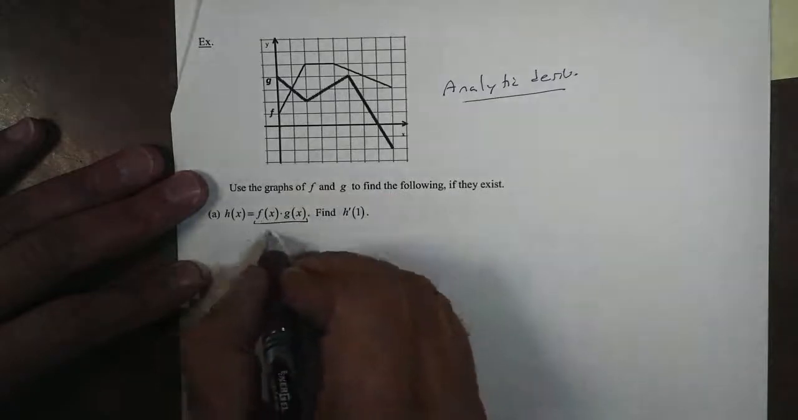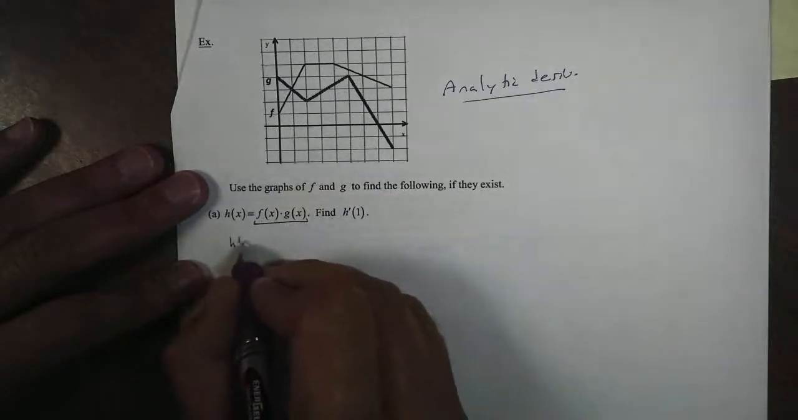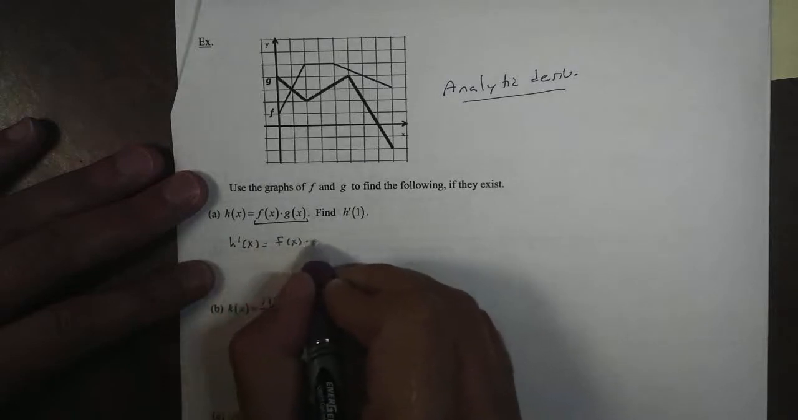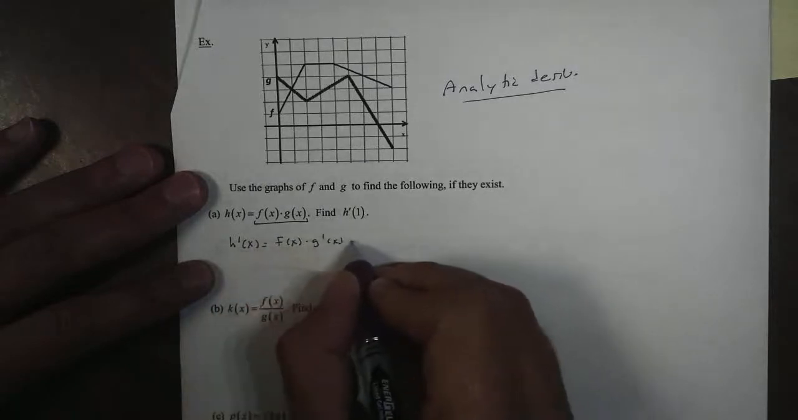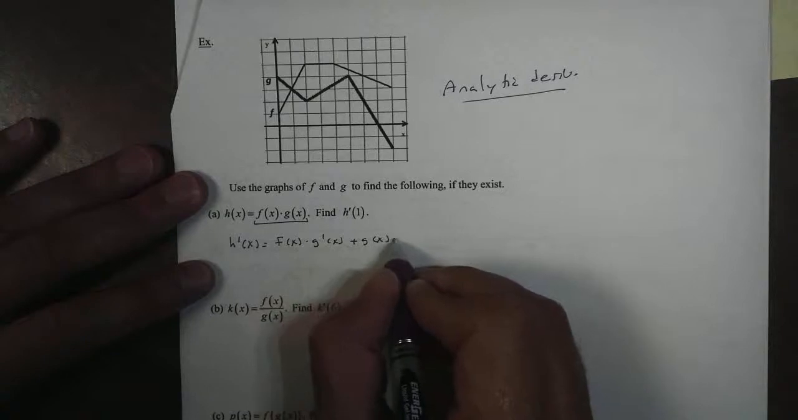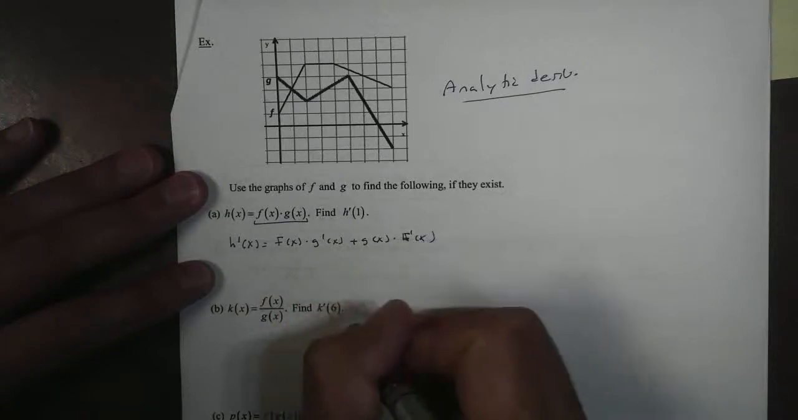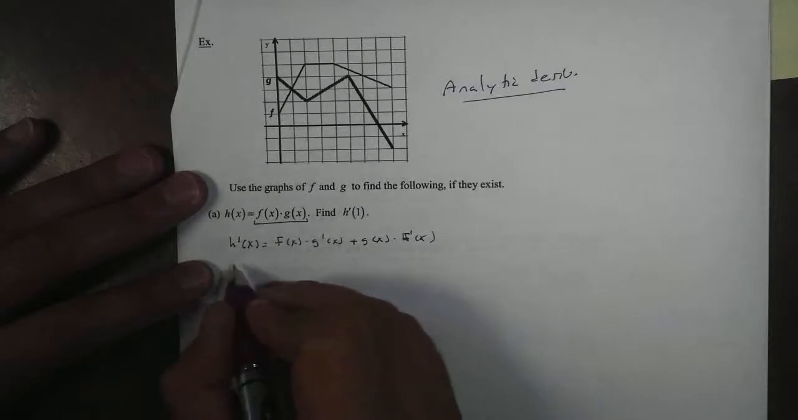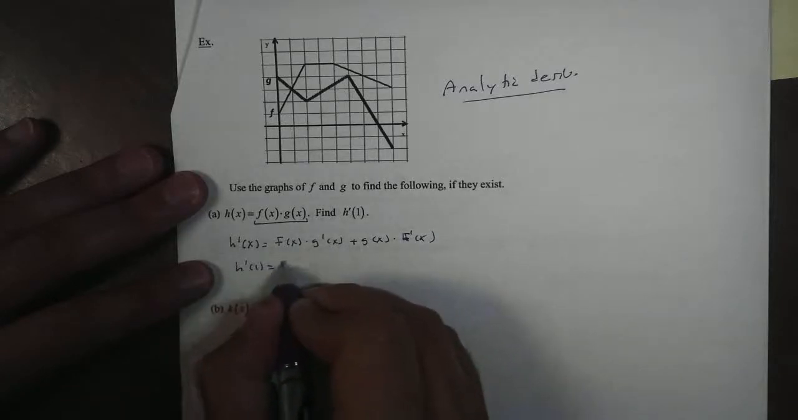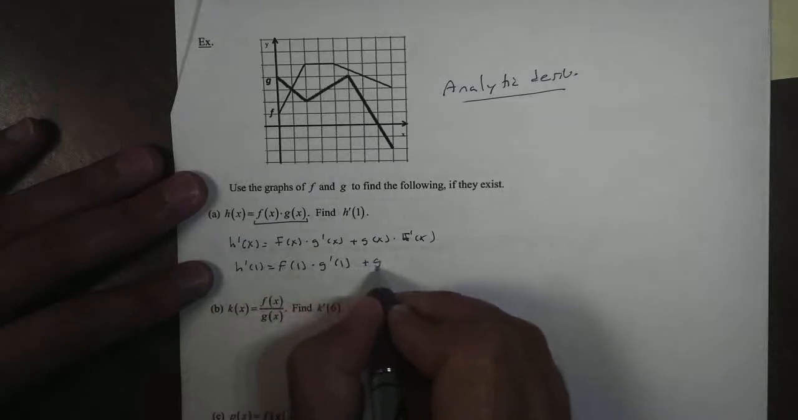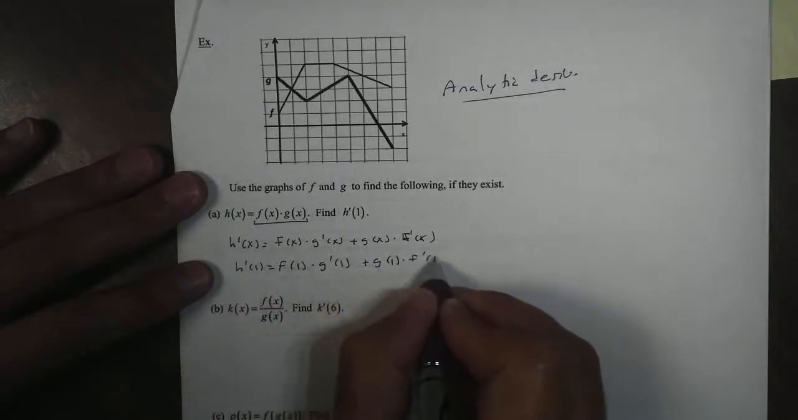Now the first one, take a look here. This is just a straight up product rule. We saw one like this yesterday, so if I want to take the derivative, we get h prime of x equals the first times the derivative of the second plus the second function g of x times the derivative of the first. Whoops, this should be f prime of x. And then I'm going to plug in my 1, h prime of 1, f of 1 times g prime of 1 plus g of 1 times f prime of 1.